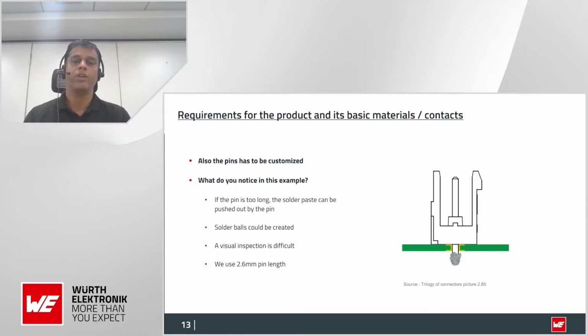Normally in the market, whenever you are working with a through-hole component, we define the PCB thickness as 1.6 mm to 2.3 mm. So Würth Elektronik maintains 2.6 mm of connector pin length so that it can support a 1.6 to 2.3 mm PCB thickness. So this is what we discussed with respect to basic materials and the contact design.